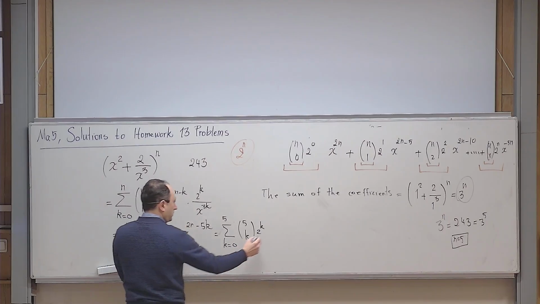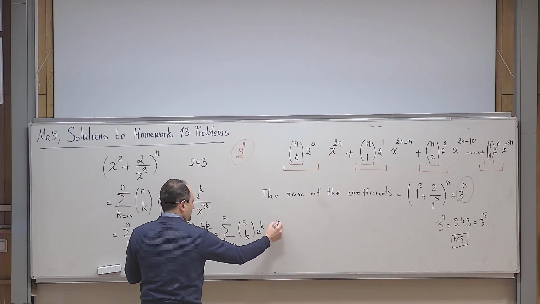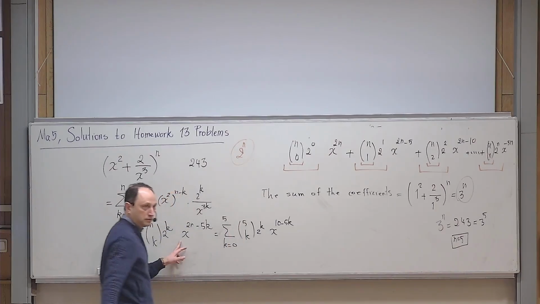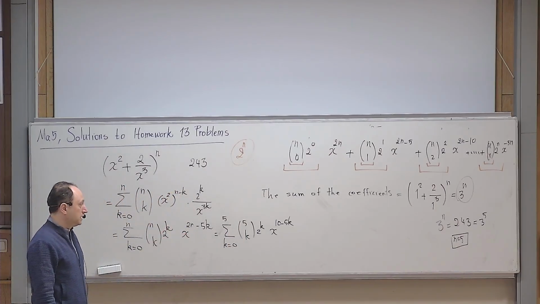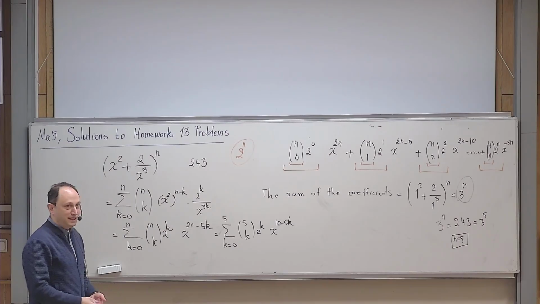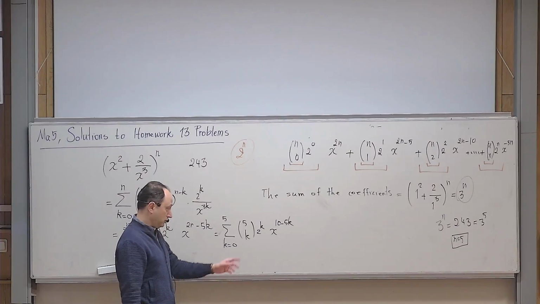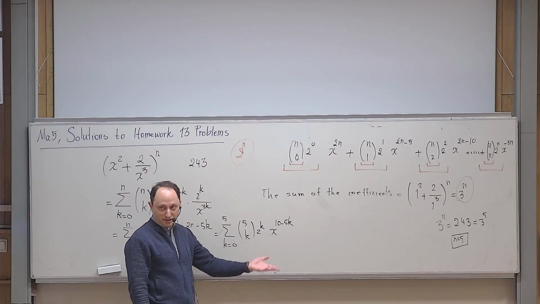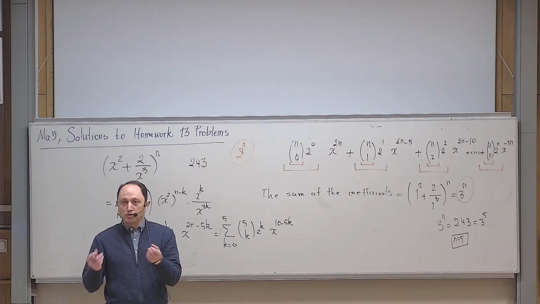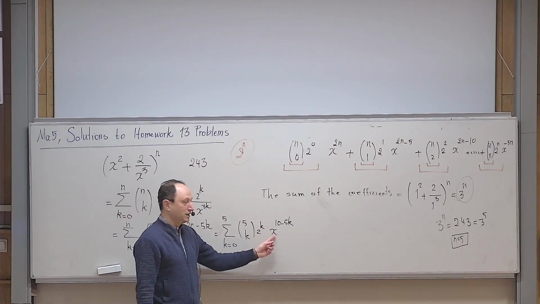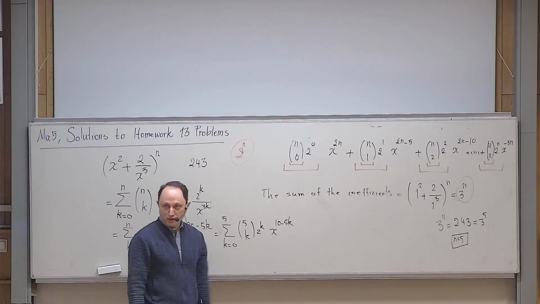And x to the power of what? 10 minus 5k, if n is 5. But now you want to make it independent of x. What does it mean? It means that you want to expand, but you don't want to see any trace of x. So there is only one thing that you can do to get rid of x: put the exponent equal to 0.